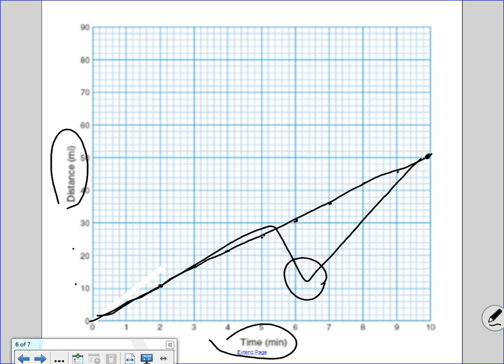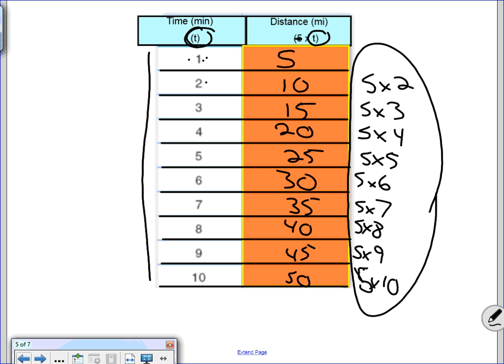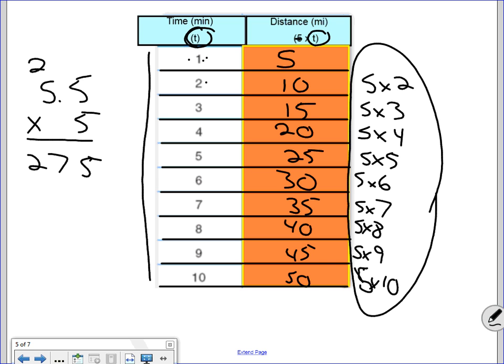Even if it's like 6.5. Let's do that really quick. Let's say we want to know how far the plane has traveled in 5.5 minutes. Well, it's going at 5 miles per minute. We're going to go 5 times 5 is 25. 5 times 0.5 is 2.5, so 25 plus 2.5 is 27.5. I have a decimal, 27.5. So at 5.5 minutes, it went 27.5.